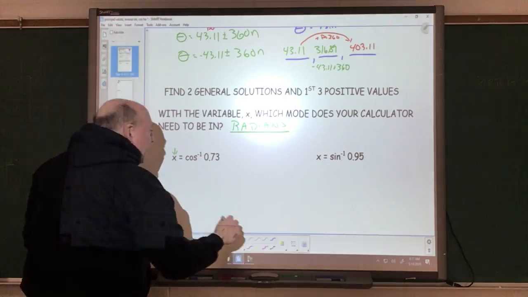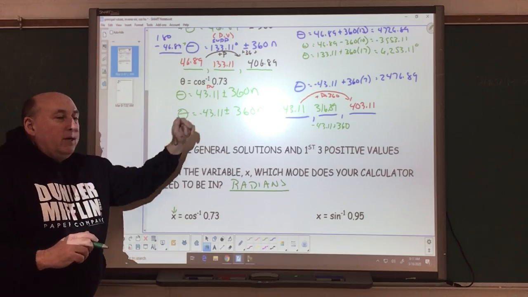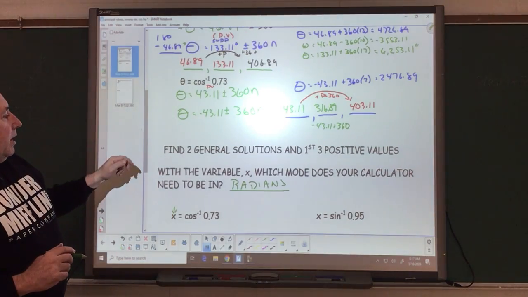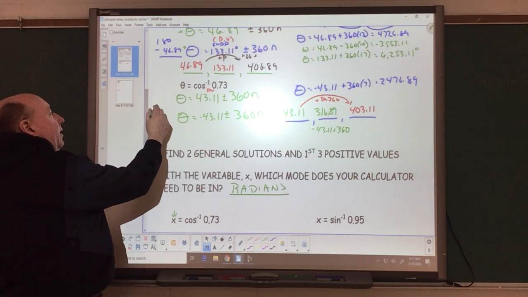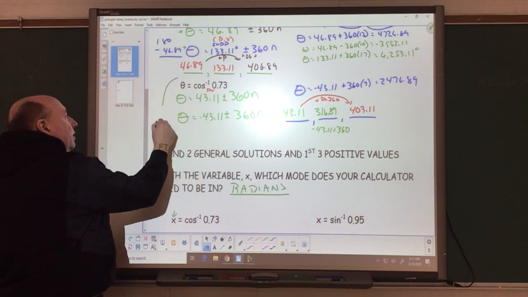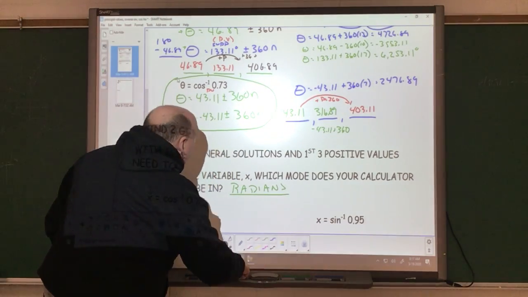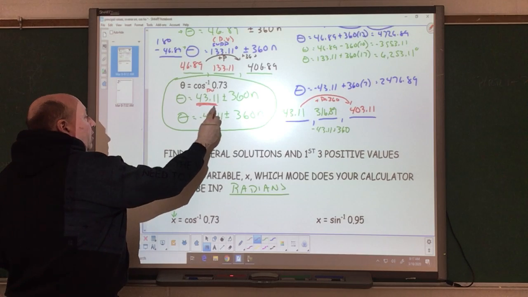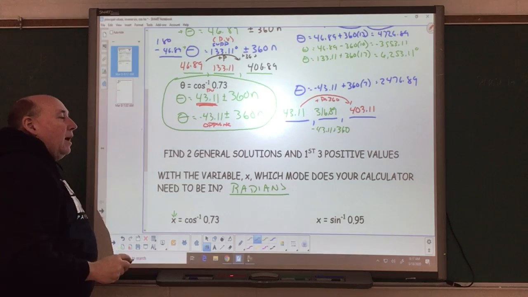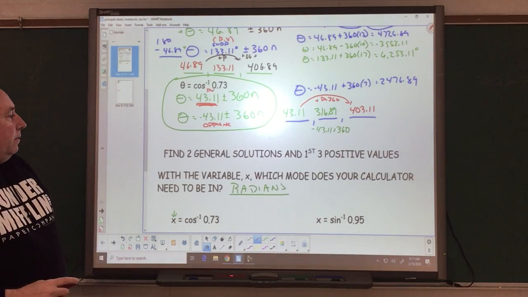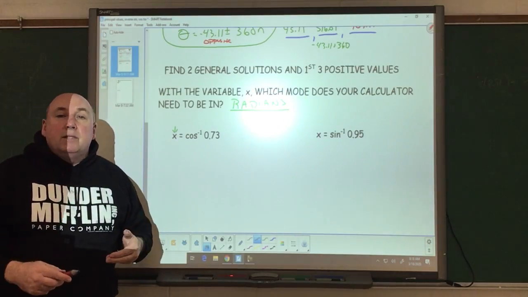So now in a radian mode, we are not going to veer from what we did up here. Okay? We have cosine. When we had cosine, we had the principal value here, and then we have its opposite. So it's not going to change down here just because you change radians. It's going to be the same thing.